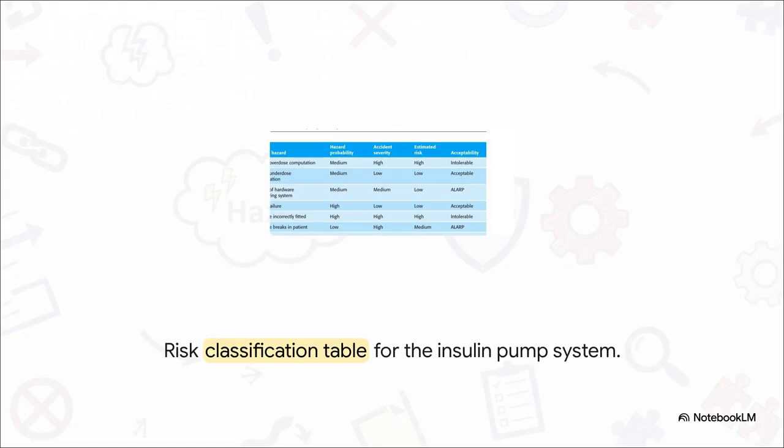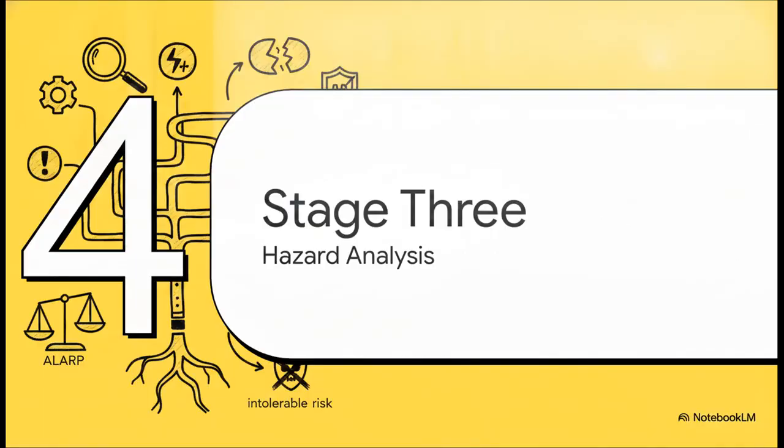So, to recap Stage 2, we take all those identified hazards and assess them using the risk triangle to decide whether they are intolerable, acceptable, or ALARP. This tells us exactly where we need to spend our engineering resources. All right, Section 4, Stage 3, Hazard Analysis.